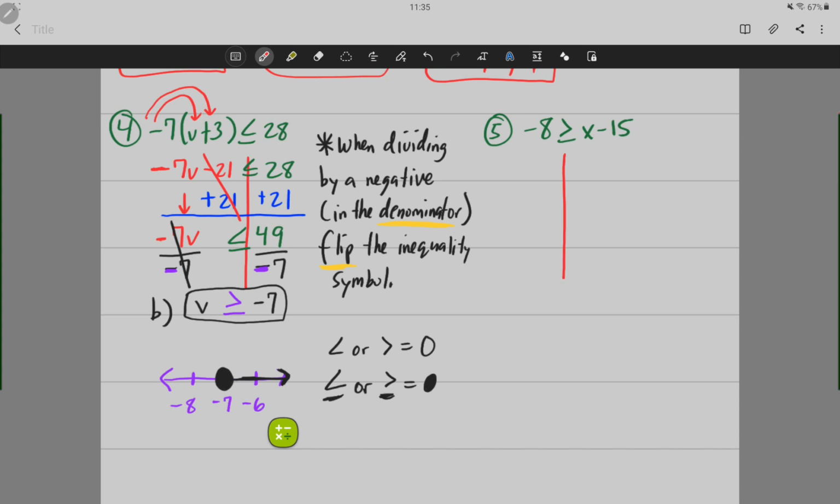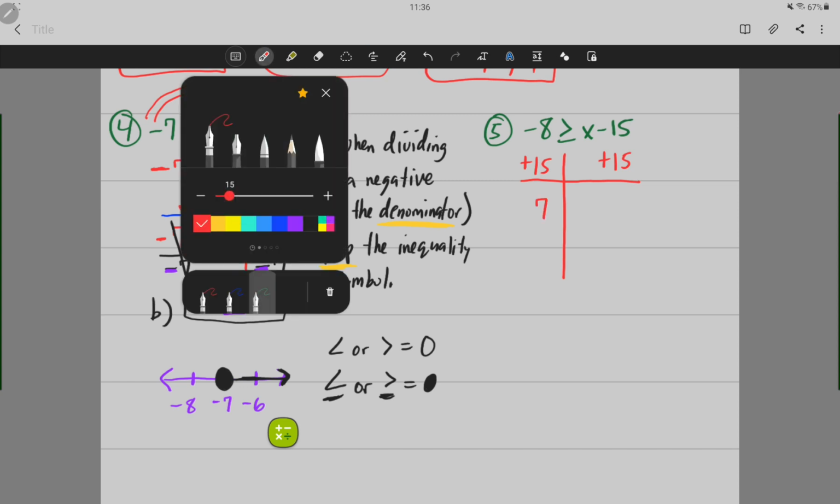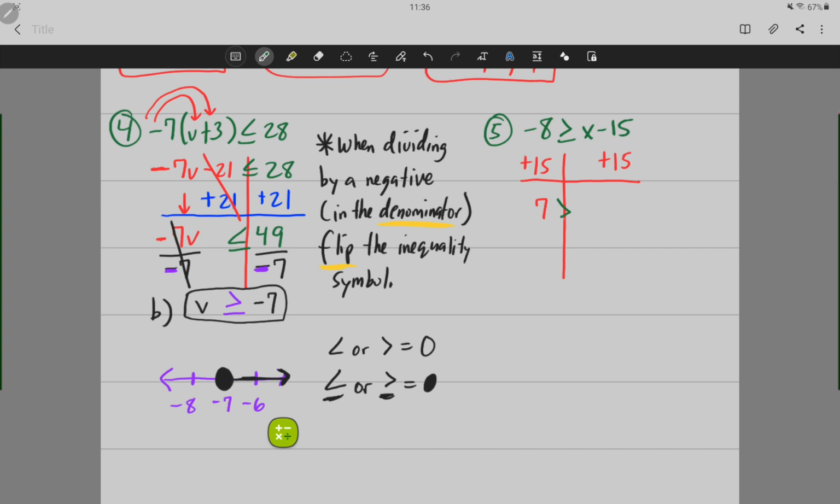Now, on this one, we want to get x by itself, but on the right side, you should see it says minus 15. So we want to get rid of that using the inverse operation on both sides. Left side, -8 plus 15 will give us a +7. Let's bring everything else down. Bring our greater than or equal to. Bring our x. And -15 plus 15 is 0.